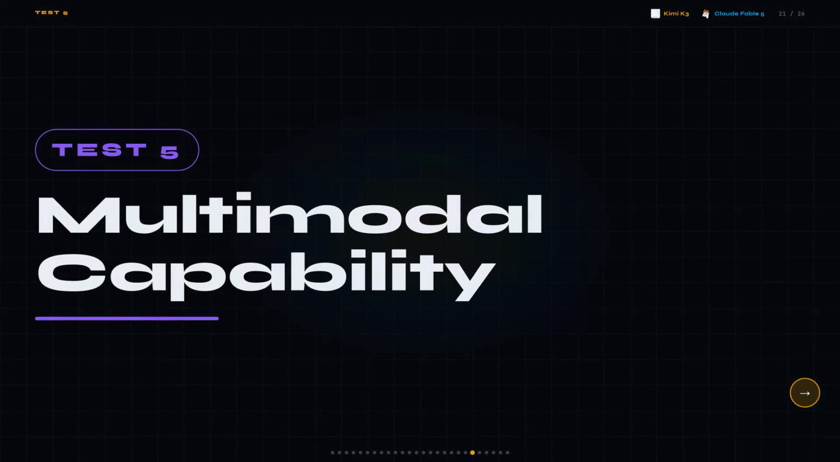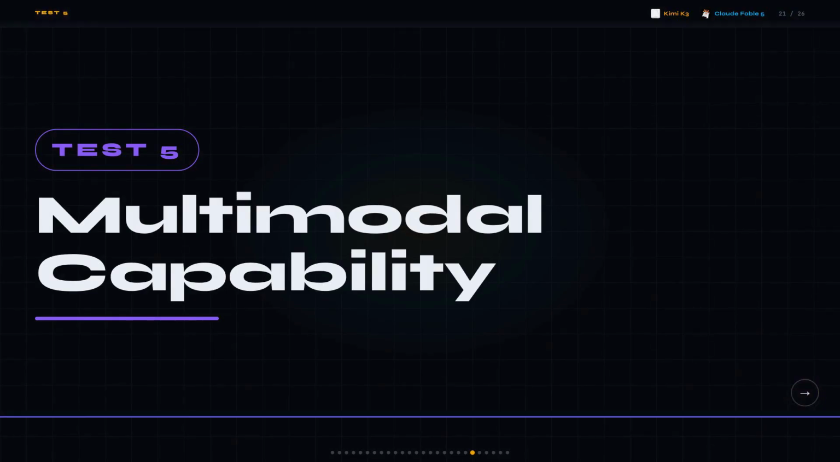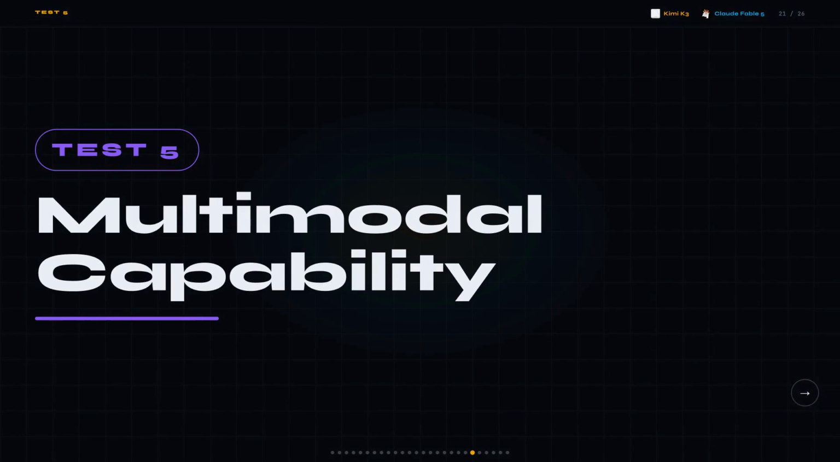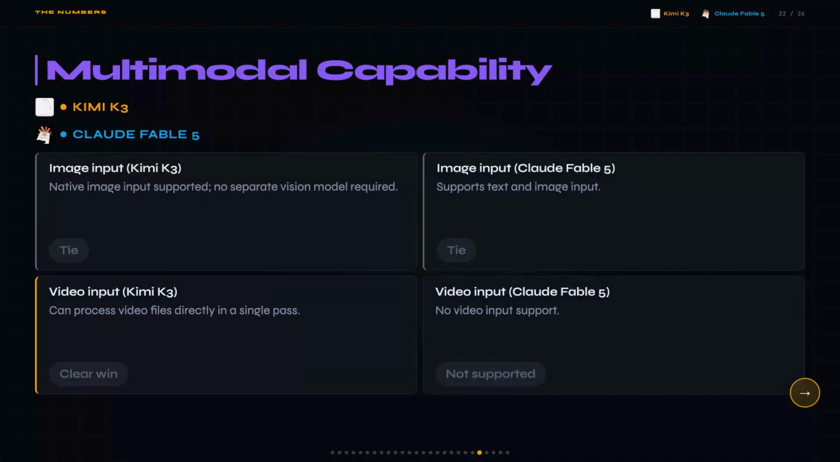All right, Test 5 is multimodal capability. This one's a pipeline blocker when it goes wrong. You're building a content analysis workflow, someone uploads a video file, and your model just can't read it. So now you need a whole separate vision model in the stack, more latency, more cost, more things that can break. So this one's a clear split.